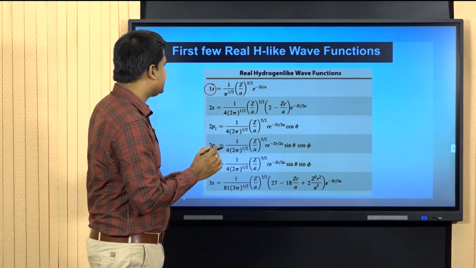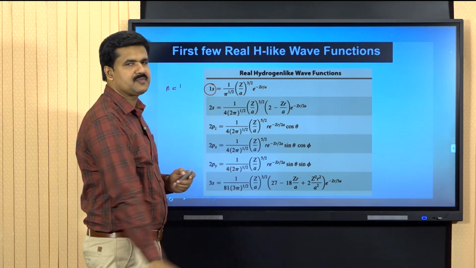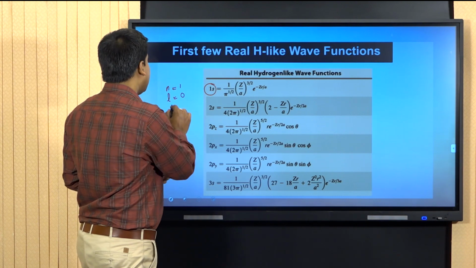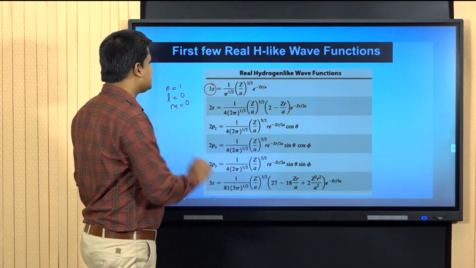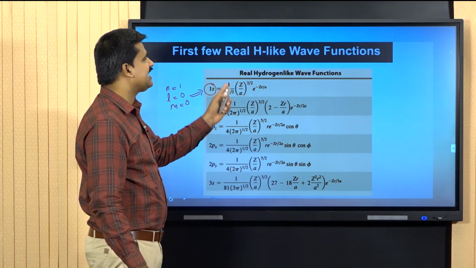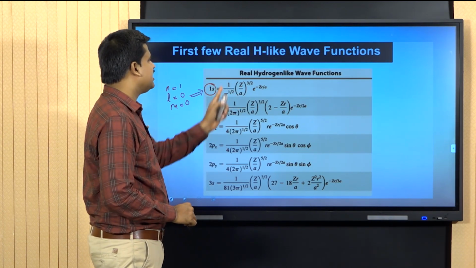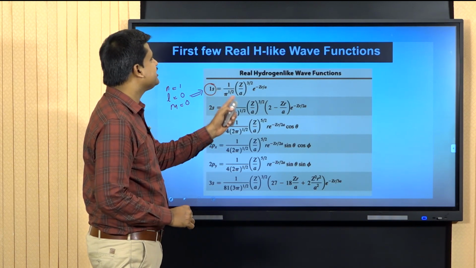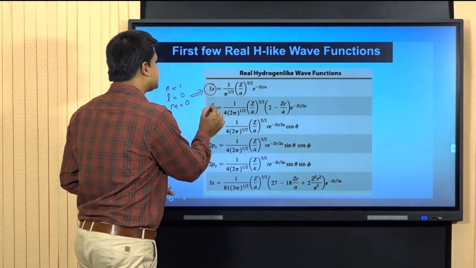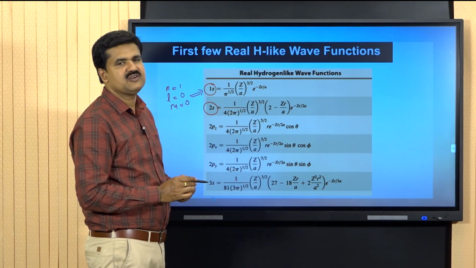1s. 1s orbital means that n, the principal quantum number, is equal to 1, azimuthal quantum number l is equal to 0, and magnetic quantum number m also equal to 0. That represents the 1s orbital. So the real hydrogen-like wave function corresponding to the 1s orbital is 1 by pi raised to 1 by 2 into Z by a raised to 3 by 2 into e raised to minus Zr by a.